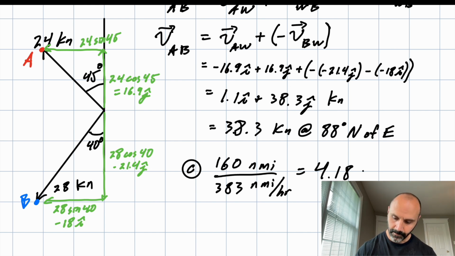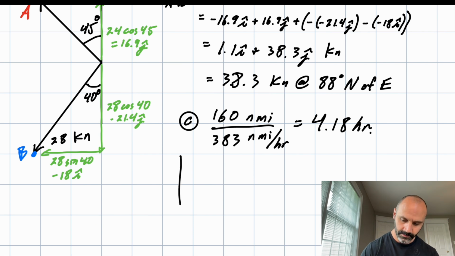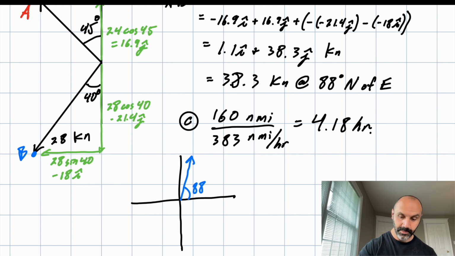And that turns into 4.18 hours. And then they want to know the direction of B relative to A. Well, it's just the reverse, right? So 88 degrees north of east, that would be this direction. Pretty close to 90. North of east, here's 88 degrees. And so the opposite, the direction of B relative to A, would be like this. And this is 88 degrees, we could say south of west, or 2 degrees west of south, however you want to put that.